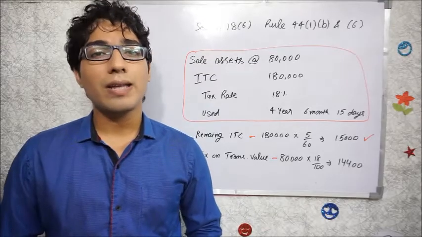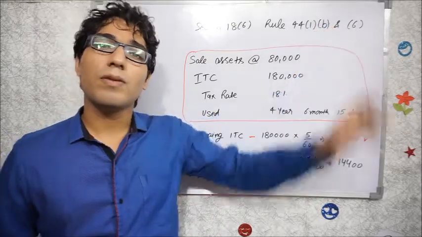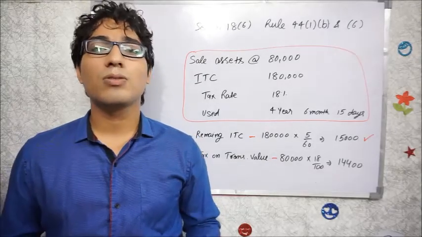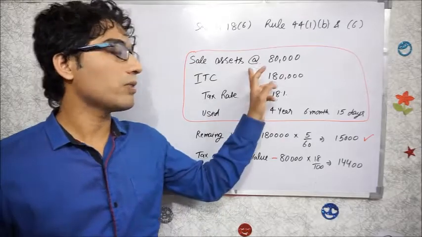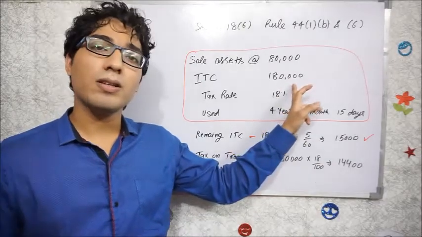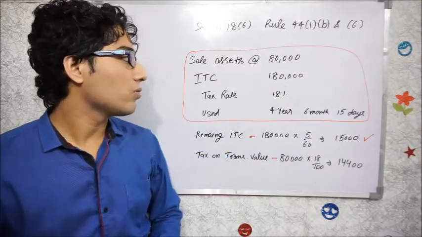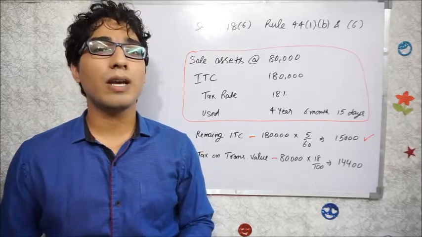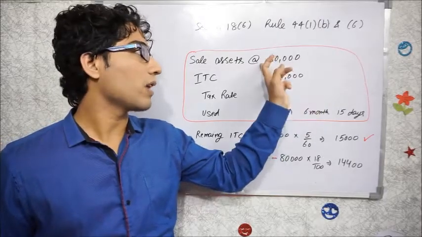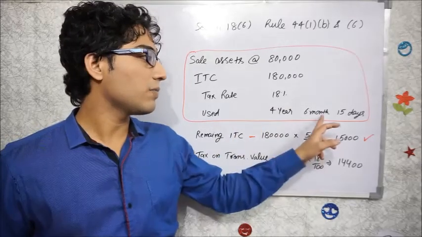Now you understand it, and you need some example also. Rule 44, sub rule 1, clause B, and rule 44, clause C also deal with it. So let me give you an example. Suppose you sell the asset at 80,000 rupees, and you took input tax credit at the time of purchase of that capital goods, where the amount of input tax credit was 1,80,000. You sell it at 80,000, the tax rate at the time of sale is 18%, and you used that capital goods for 4 years, 6 months and 15 days.